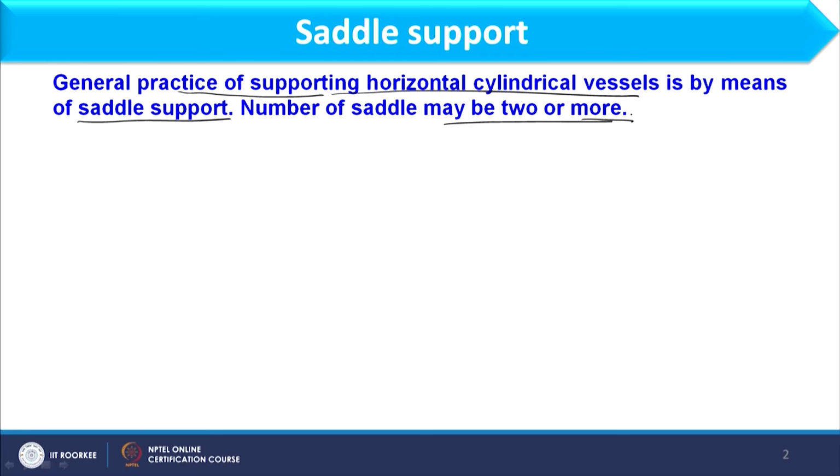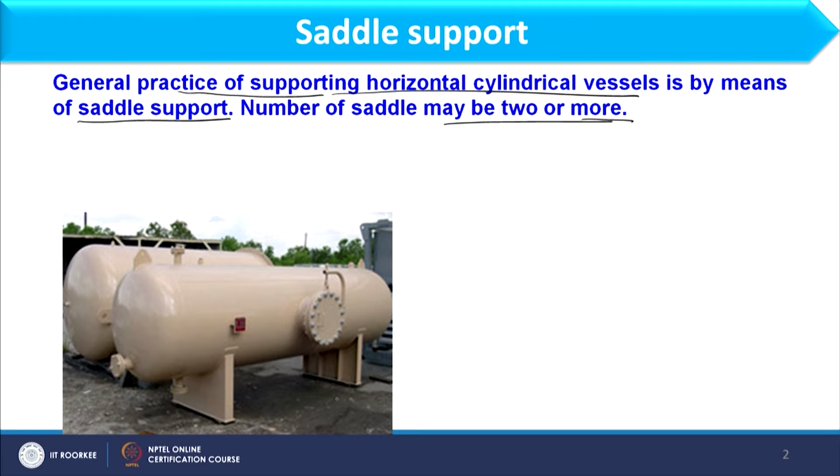So basically this saddle support is used for horizontal vessels, and how it looks we can see from these images. If you see this image, here we have the horizontal cylindrical vessel. Different sections you can identify: this is the shell, this is the head, and it is supported by these supports, which are called saddle supports. Saddle support is nothing but this structure, which has a curvature, and that curvature fits well with the cylindrical vessel.